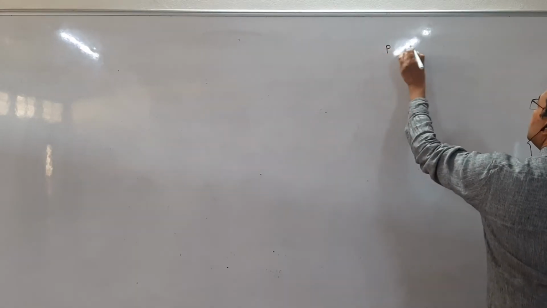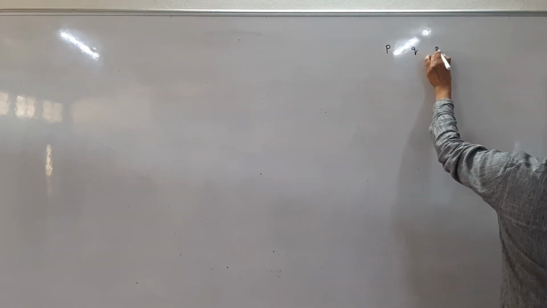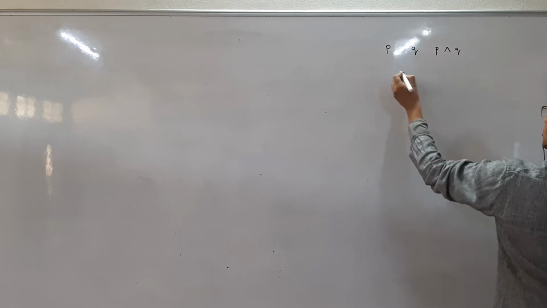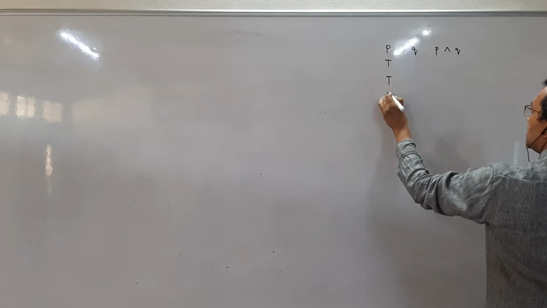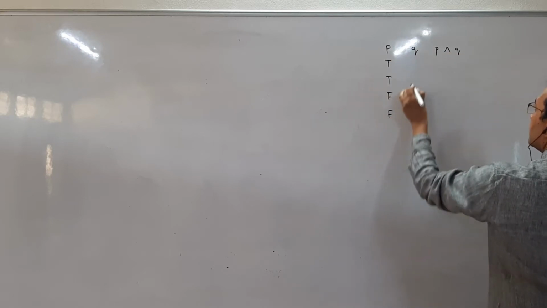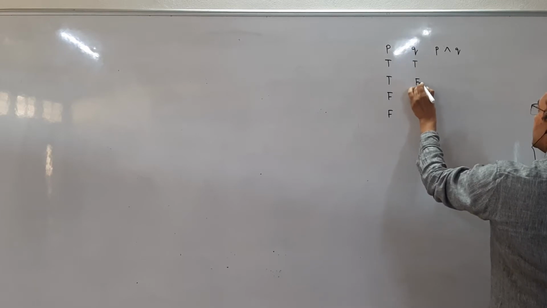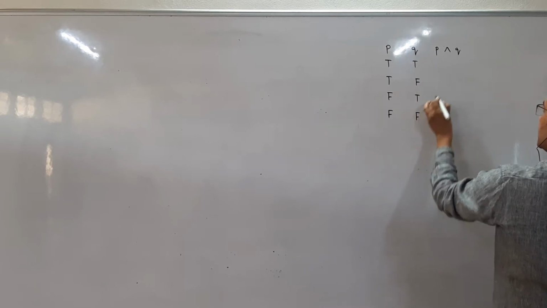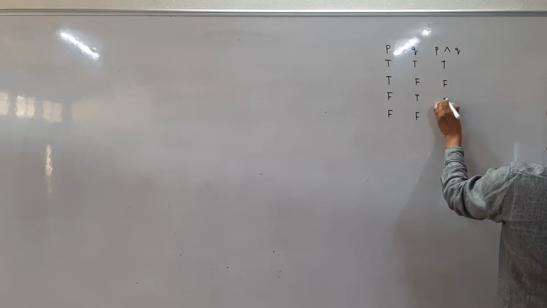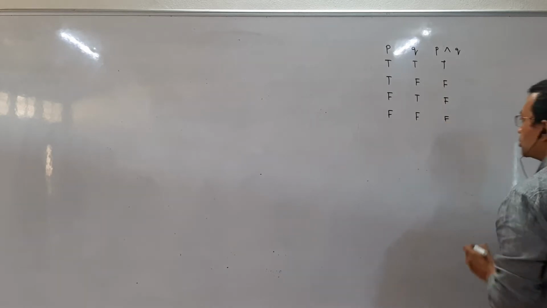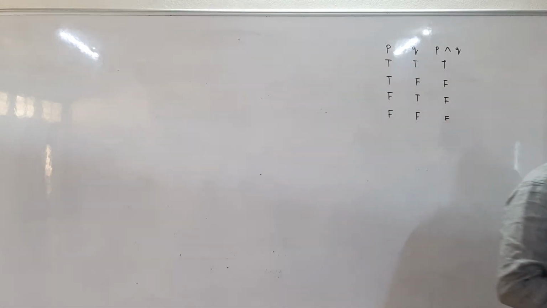We have prepared the truth table of AND, that is, P, Q, P and Q: T, T, F, F; T, F, T, F. It is only true when both the component statements are true. Otherwise, students, AND is false.